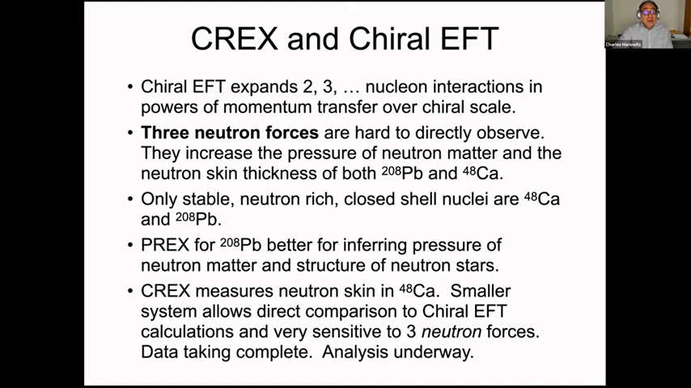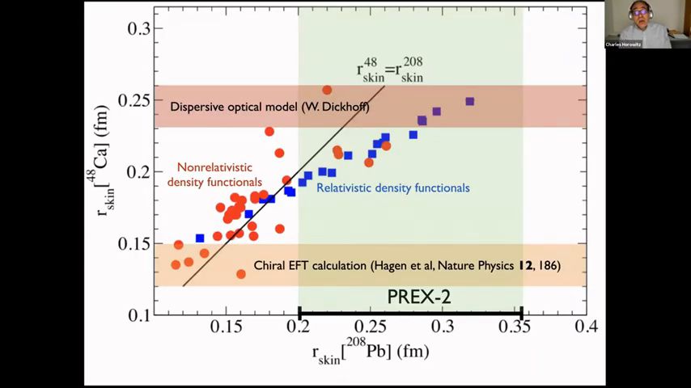Data taking for C-REX has been completed. The analysis is underway. So let me close by showing you a plot. This is the neutron skin of lead on the x-axis with the P-REX2 result. Again, neutron radius minus proton radius for lead-208. The y-axis is the neutron skin in calcium-48.